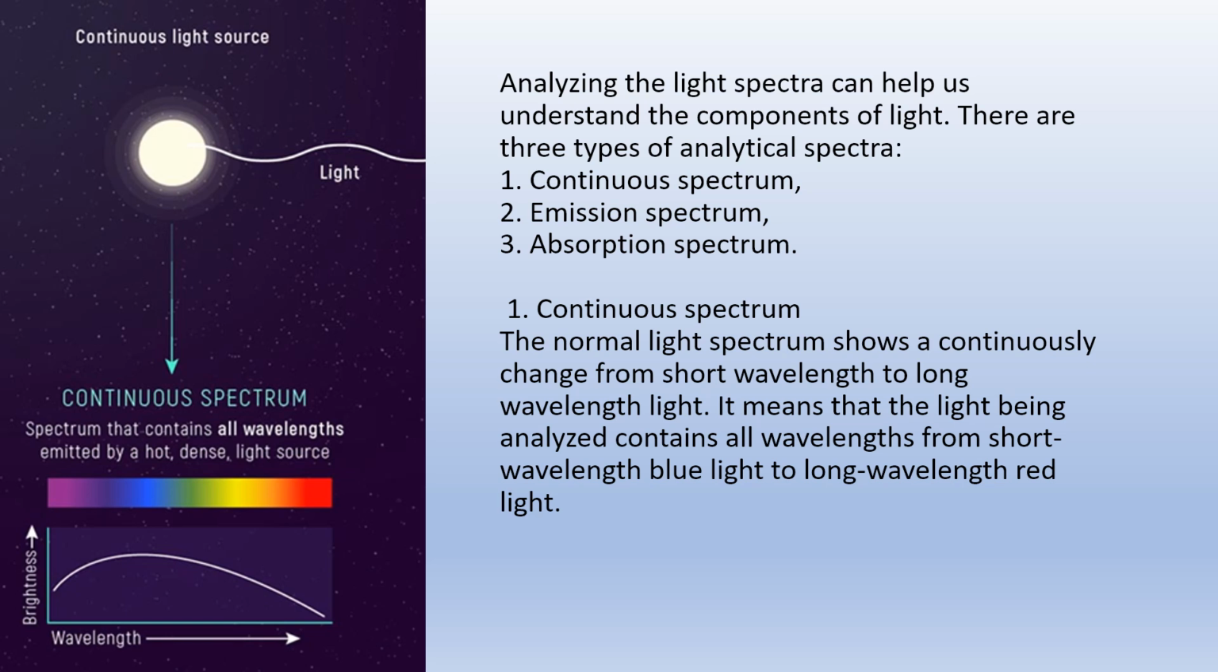1. Continuous spectrum. The normal light spectrum shows a continuous change from short wavelength to long wavelength light. It means that the light being analyzed contains all wavelengths from short wavelength blue light to long wavelength red light.